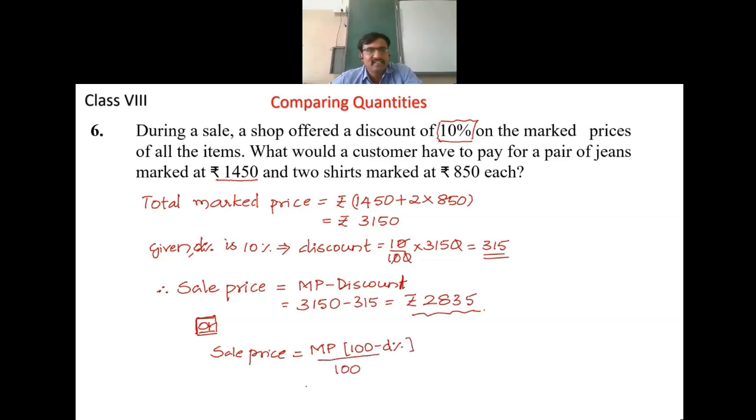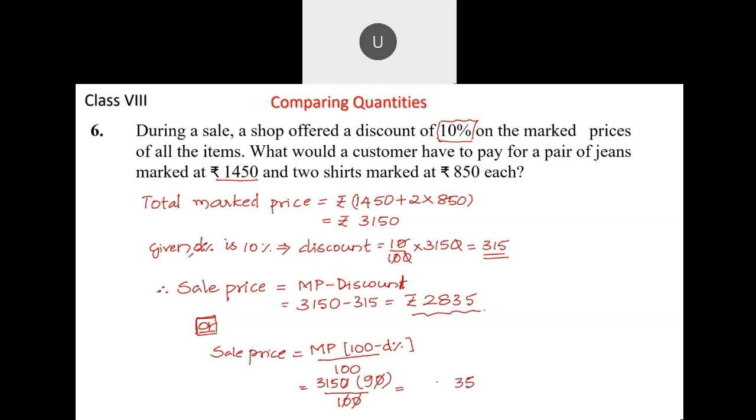Now look at the market price. It is 3150. 100 minus 10% is 90, divided by 100. Now these two zeros will get cancelled. 9 times 315 is 2835, sir. The same answer you will get. So if you want, this formula also can be used. Is that clear to everyone?